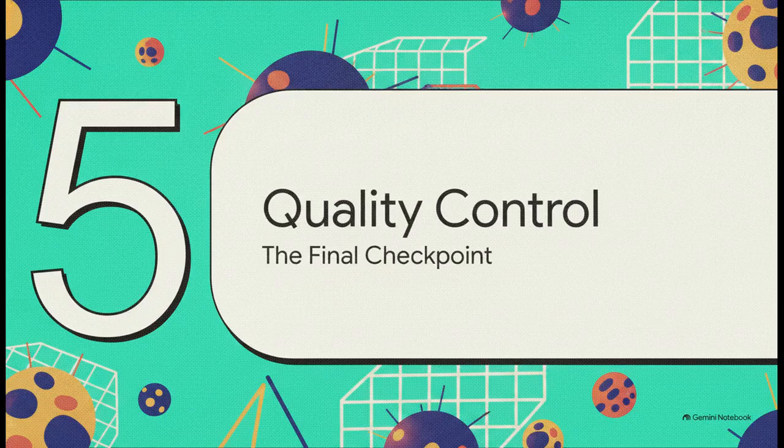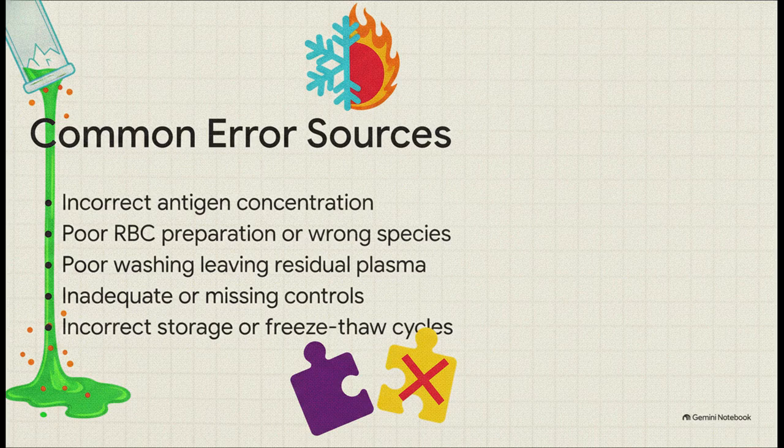Which leads us to our final step. Part 5, the quality control checkpoint, the ultimate safety net. Just look at how easily standard operating procedures can fail in the lab. It can be a real cascade of disasters if you aren't careful.